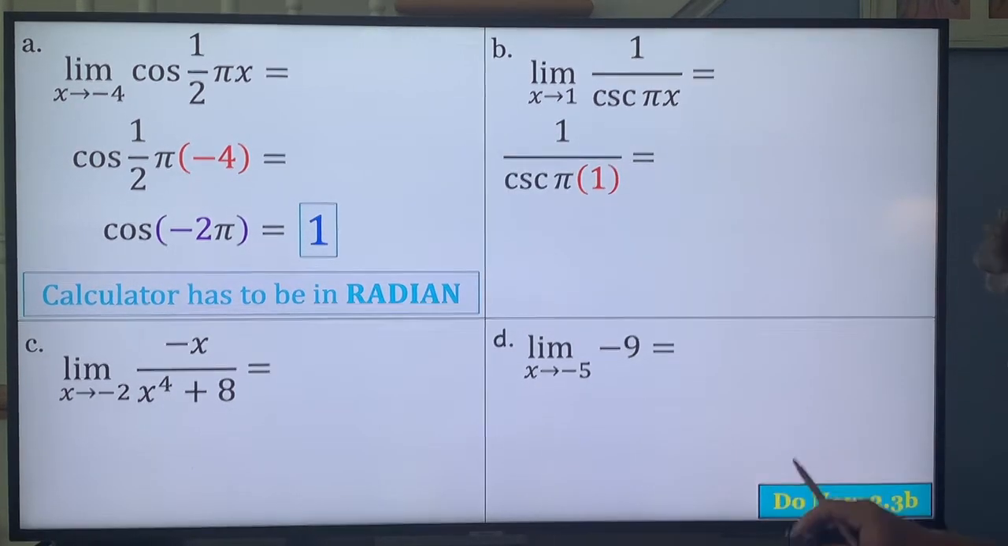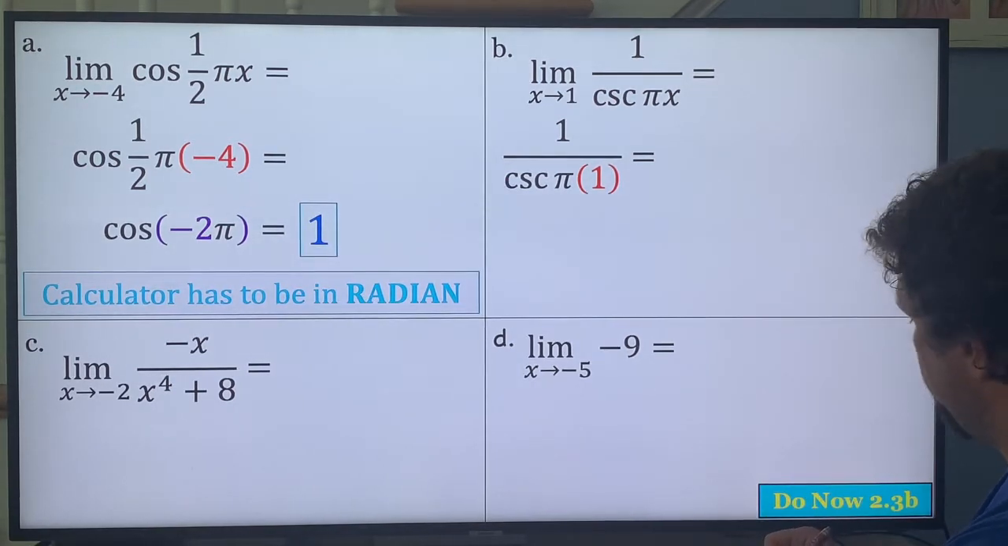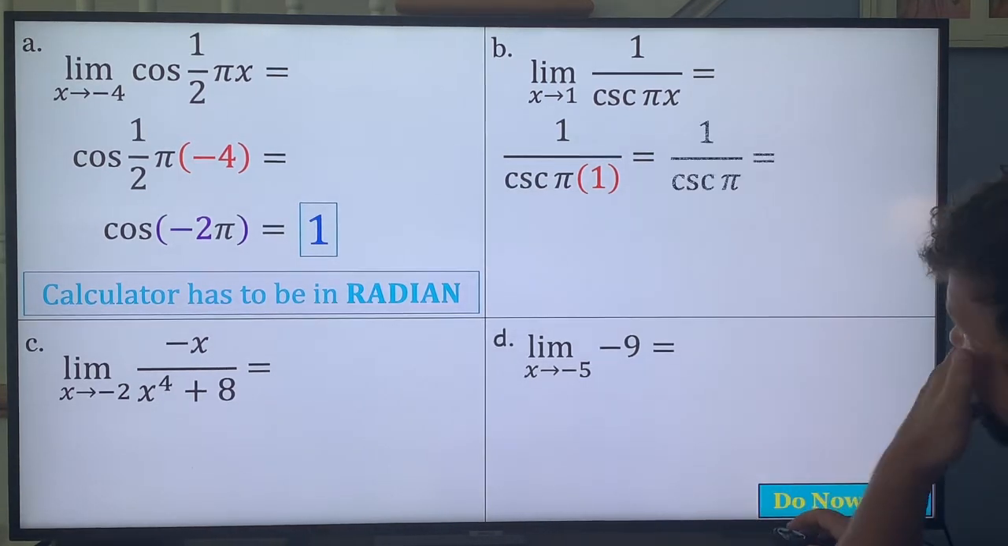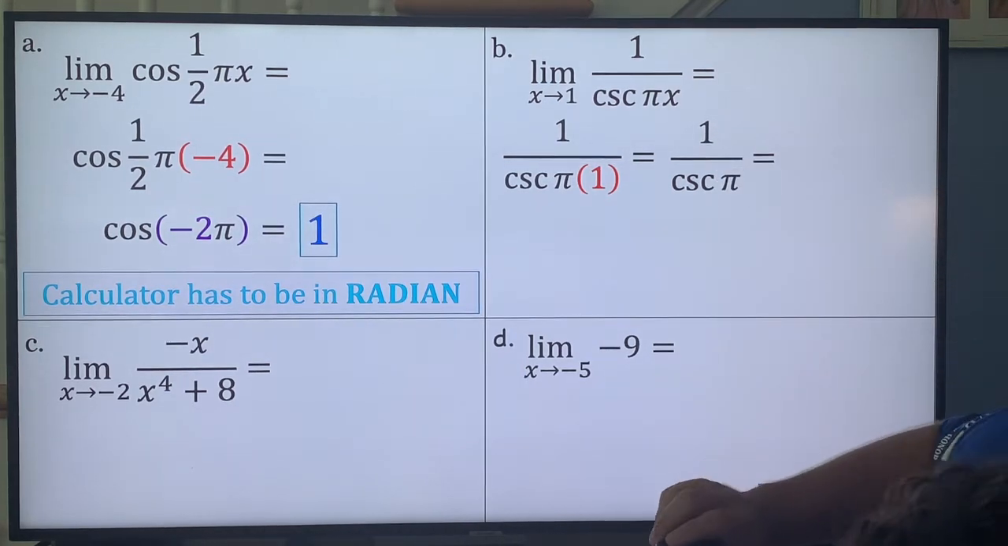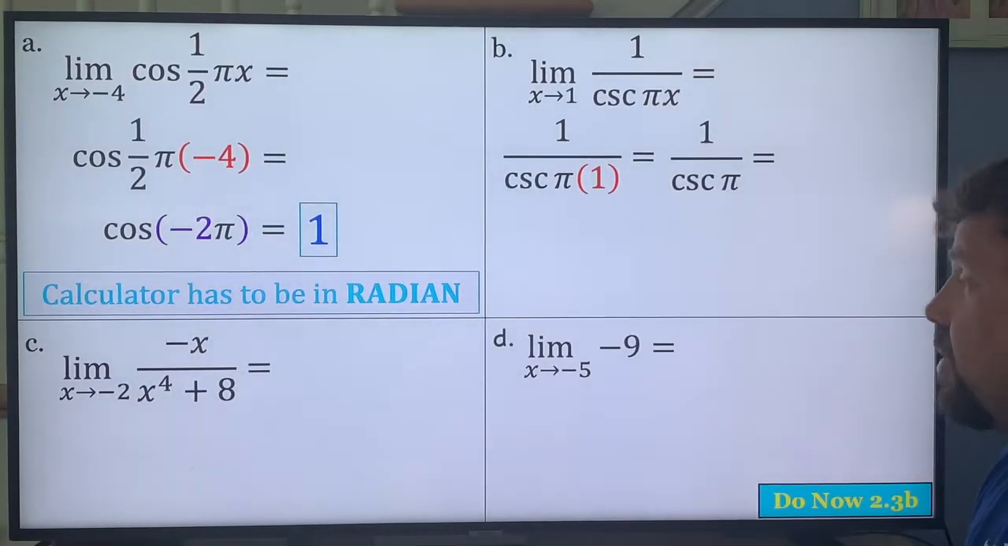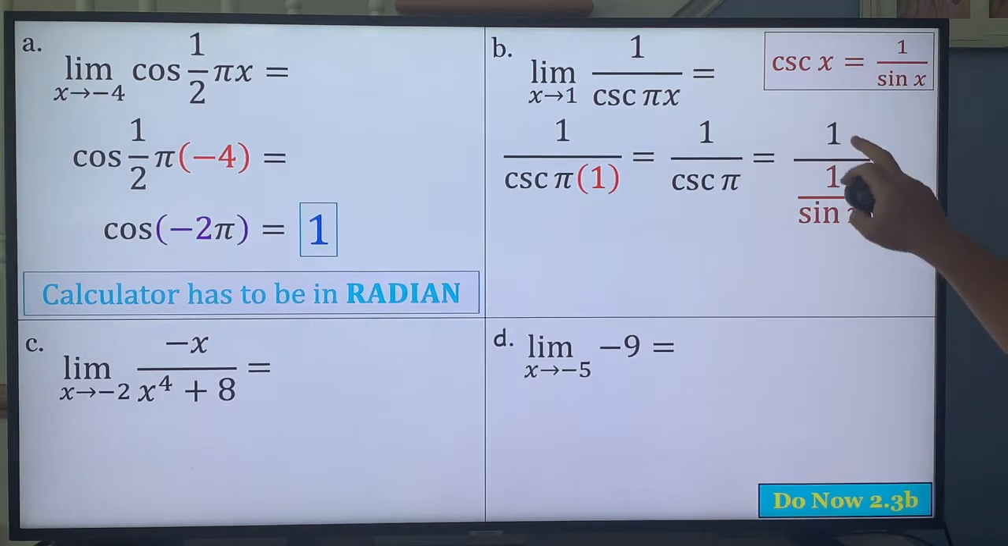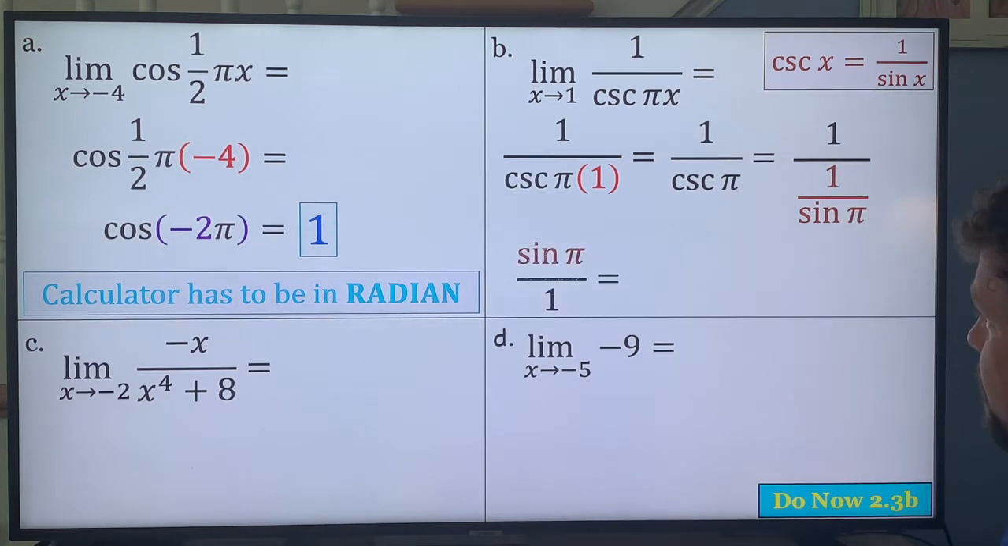Plug in your 1, right? One over cosecant. What did we say cosecant was before, though? We said cosecant was 1 over sine. So, since it's 1 over sine, a fraction over a fraction, when you divide by something, you multiply by the reciprocal, so it's 1 times sine over 1, so it's actually sine. So, sine pi equals 0.